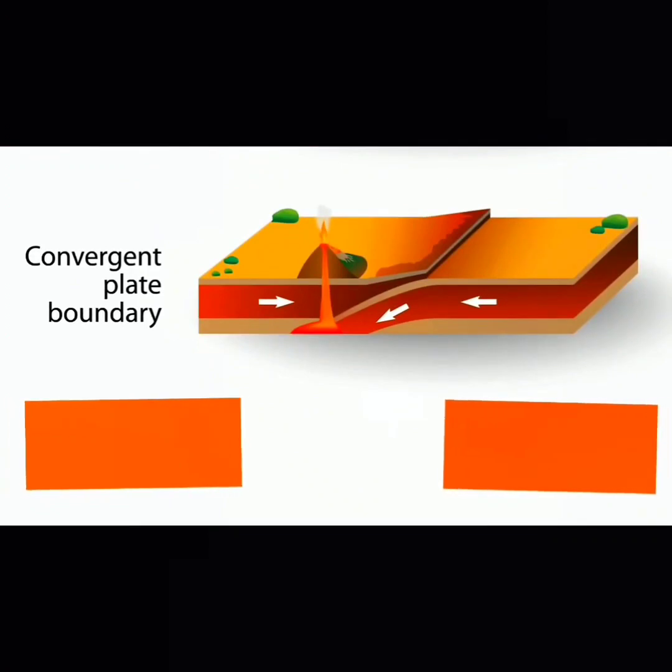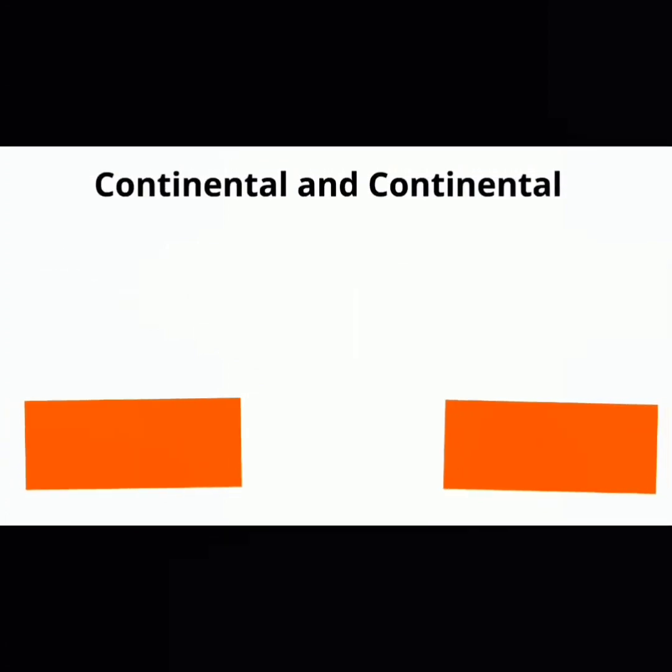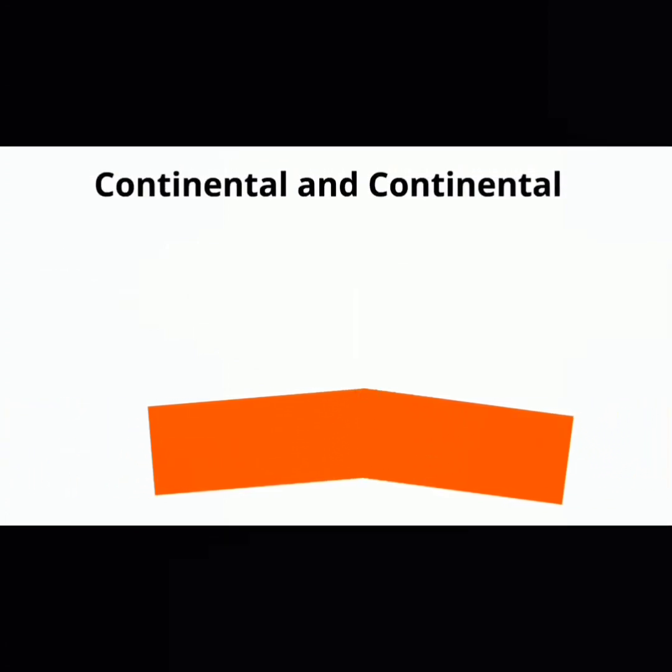Convergent plate boundaries occur when two plates collide with each other. There are two major types. First is continental to continental. These occur when two plates of continental crust collide, they buckle, and they form mountains.